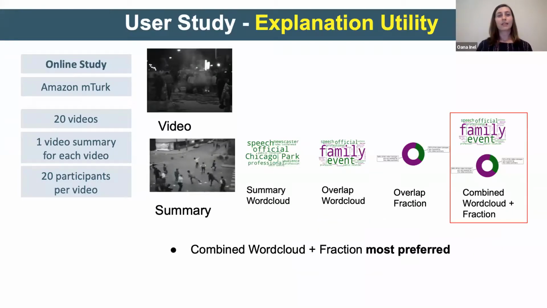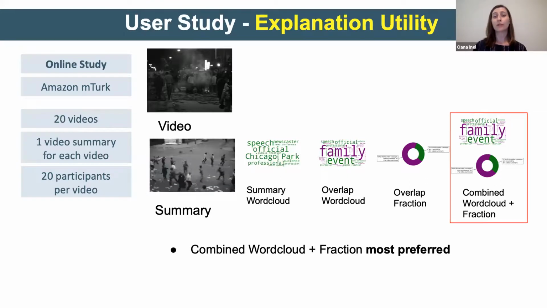We found that the explanation combined word cloud and fraction received the most votes, and thus is the most preferred visual explanation. We concluded that participants prefer the most complete visual explanation that semantically characterizes and quantifies the overlap between the video summary and the original video, and it is also reflecting the differences between the two.